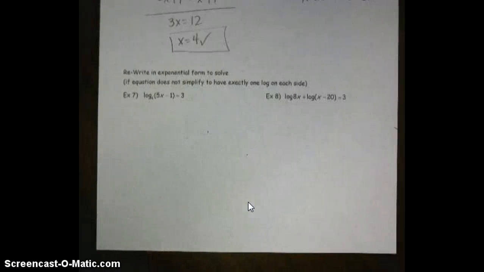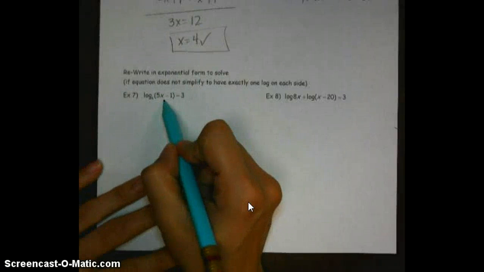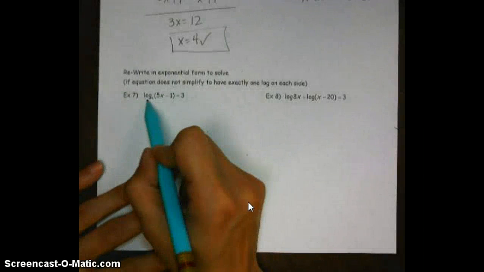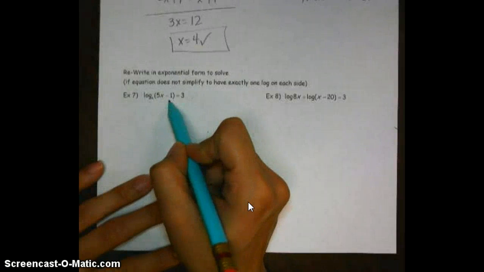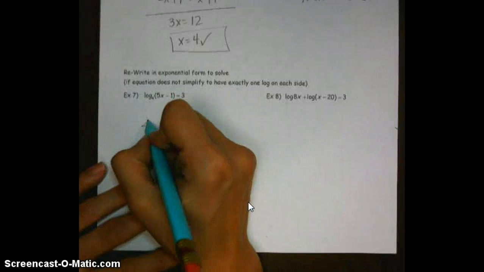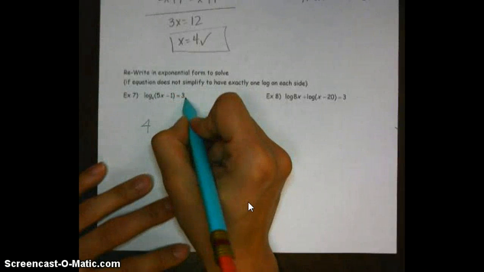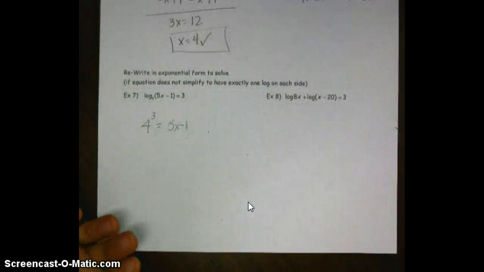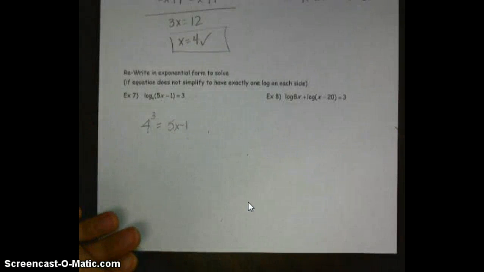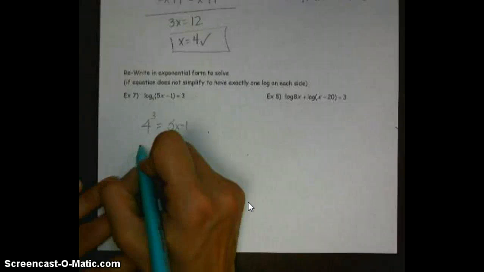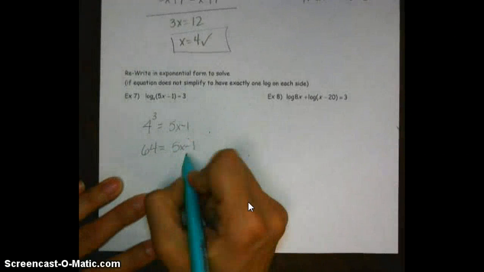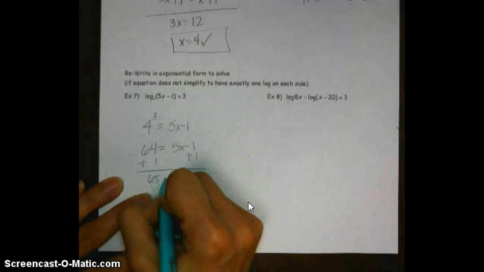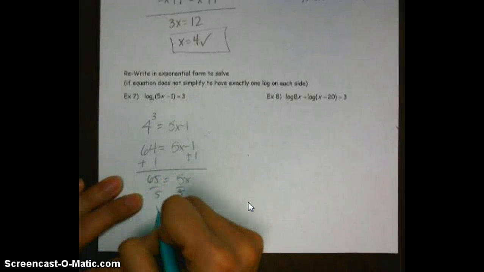So in both these situations, the rule is always to condense. We want just one log function on one side of the equation. And so example 7 is already like that. If you can get it to this point, we can always solve by rewriting in exponential form. So exponential form has the same base as log, and then the answer over here is really the power, and the argument is the answer in exponent form. So we can rewrite it in exponent form to be 4 to the third equals 5x minus 1. 4 to the third is 64, and now it looks real normal, like we can solve this without any problems.